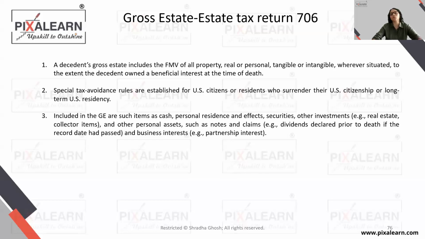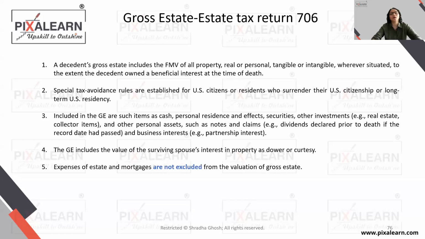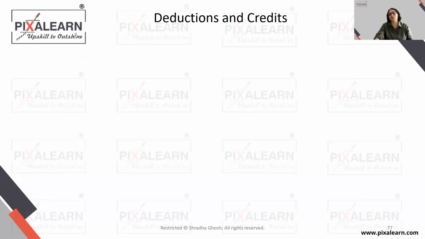In estate, there are only two topics you have to do. One is what gets included in estate, gross estate. So we say that everything gets included in your gross estate. Whatever value of goods that you have, everything gets included in your gross estate. Remember two things, all the expenses of the estate and all the mortgages are initially not excluded. So you put everything in gross estate, then I'll give you deductions, right?